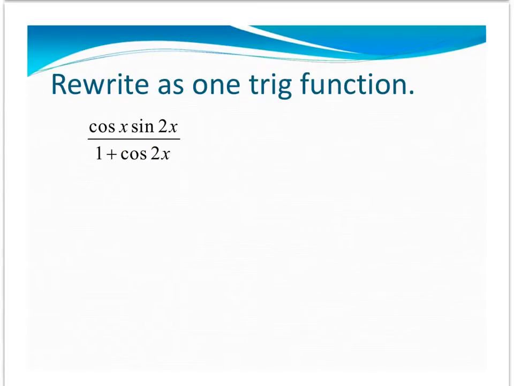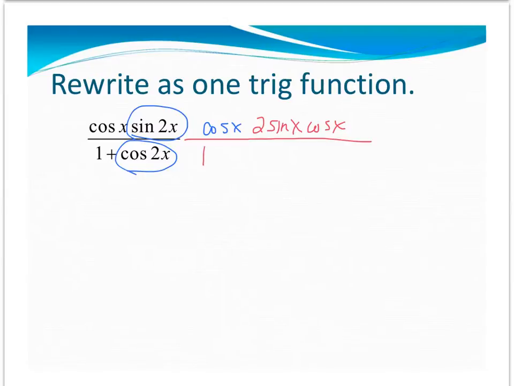Alright, so here's an example of a problem that we might ask you to solve. In this problem, the first thing that jumps out at me are the double angles, and so I would replace these with our identities. So we would have cosine x times sine double x is going to equal 2 sine x cosine x. And then in the denominator, I have 1 plus cosine 2x. If I simplify this numerator, I get 2 sine x cosine squared x.